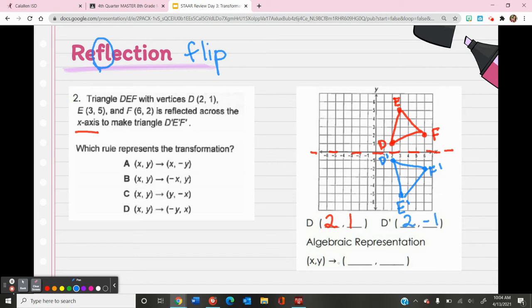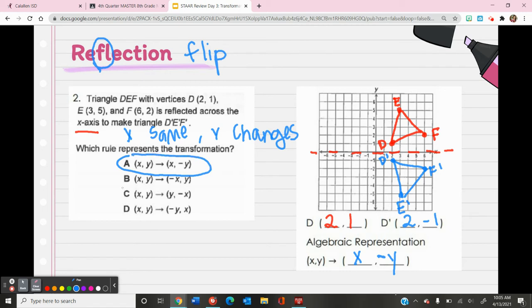So whenever we're writing our algebraic representation, we always start off with X and Y. My X and Y are in the same order, so I can copy X and Y down here. And now I just have to see what stayed the same and what changed. Since I'm reflecting across the x-axis, my X stays the same, but my Y changes. And you'll see that represented here. My 2 is still a positive 2, so my X stays the same, but my 1 went from a positive 1 to a negative 1, and the way we represent that change is with the negative sign. So here's my algebraic rule, which means that A is my answer.